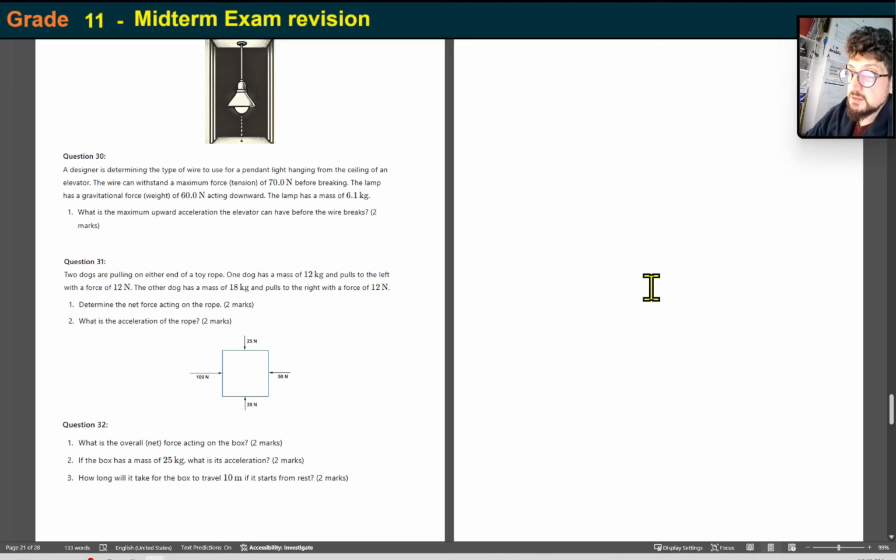Should we carry on? It's getting a bit long, this video. Question 30. A designer is determining the type of wire to use for a pendant light hanging from the ceiling of an elevator. The wire can withstand a maximum force tension of 70 newtons before breaking. The lamp has a gravitational force weight of 60 newtons acting downwards. The lamp has a mass of 6.1 kilograms. What is the maximum upward acceleration the elevator can have before the wire breaks?